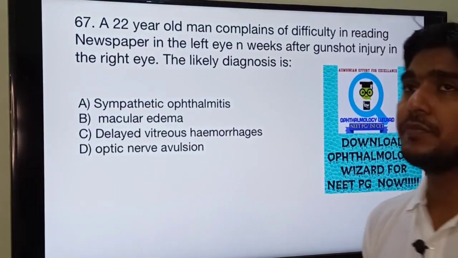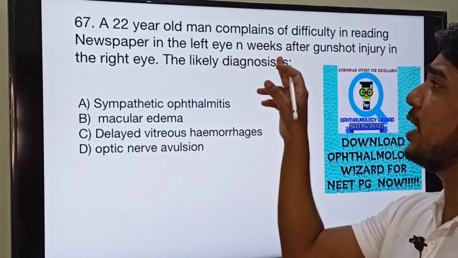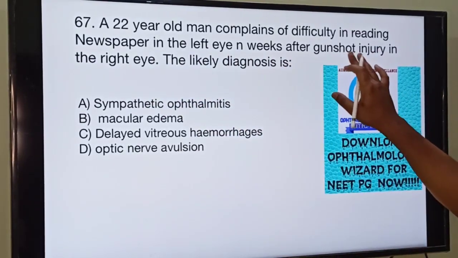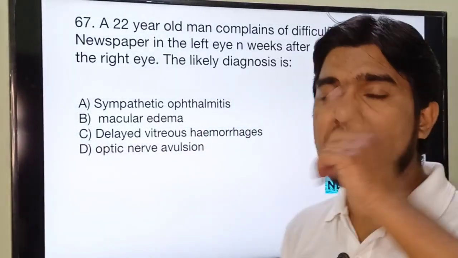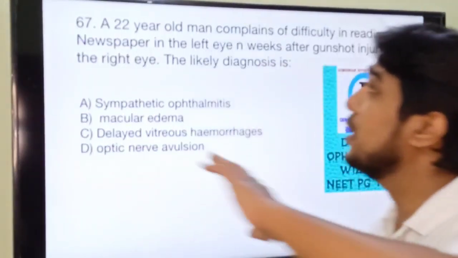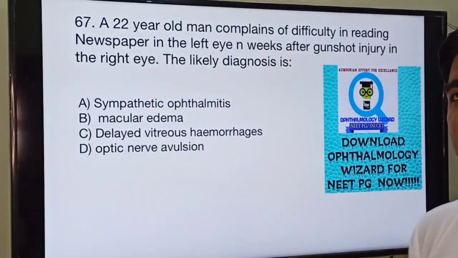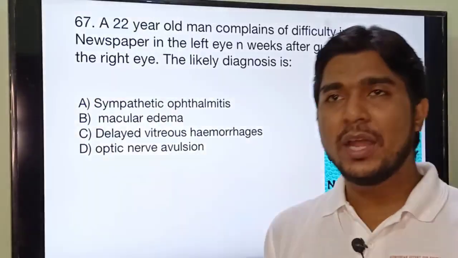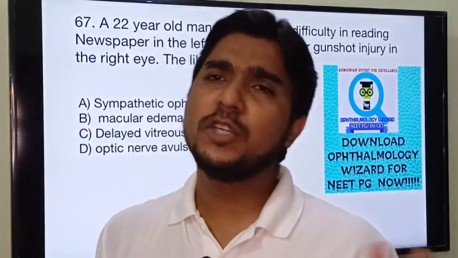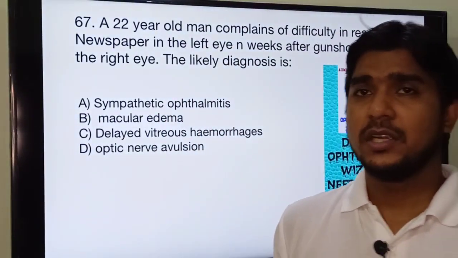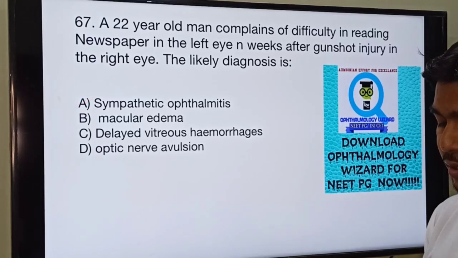Question number 67. A 22-year-old man complains of difficulty in reading the newspaper in the left eye, weeks after a gunshot injury in the right eye. There is a gunshot injury in the right eye and there is a problem in the left eye after weeks. If the injury is in one eye and the problem appears after certain weeks in the other eye, what should be the diagnosis? Yes, right. It should be sympathetic ophthalmitis, right?